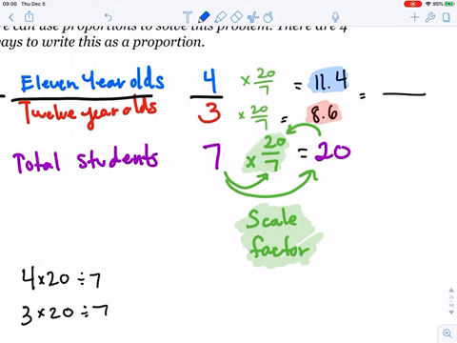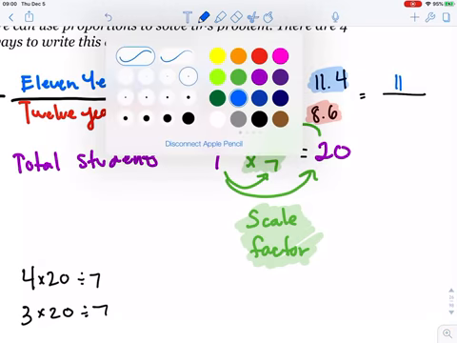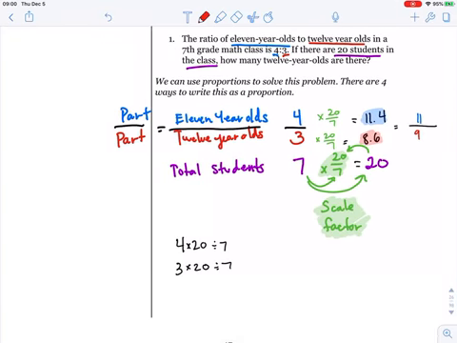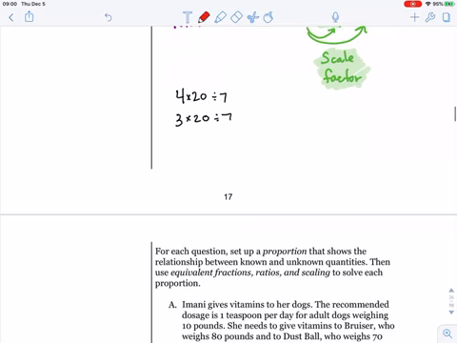I should have 11 11-year-olds and 9 12-year-olds. Okay? So I needed to go to the nearest whole number. All right.